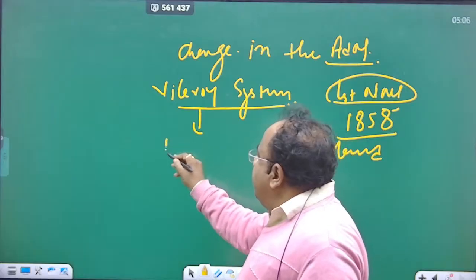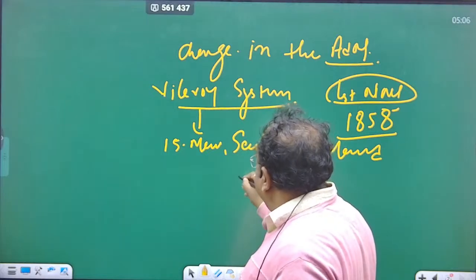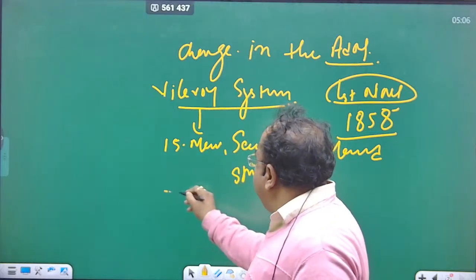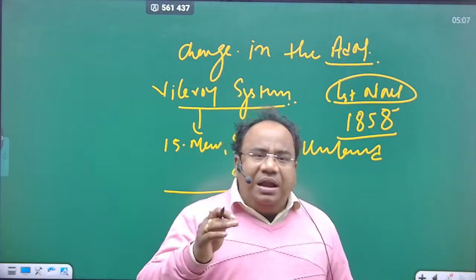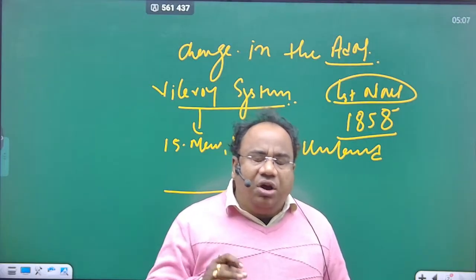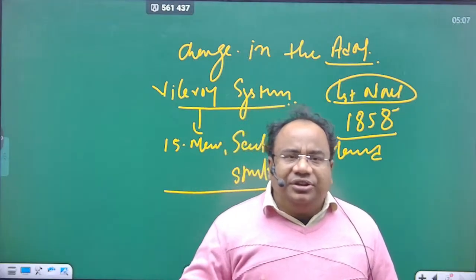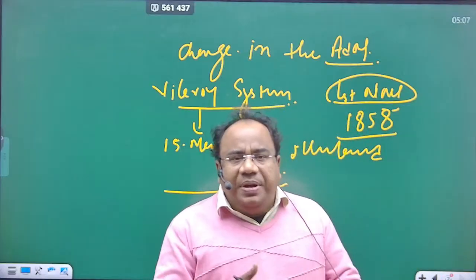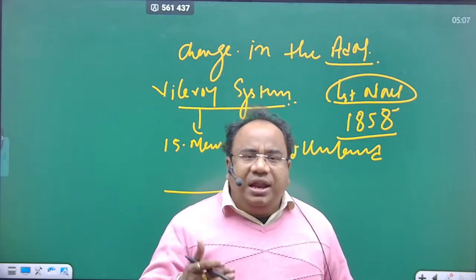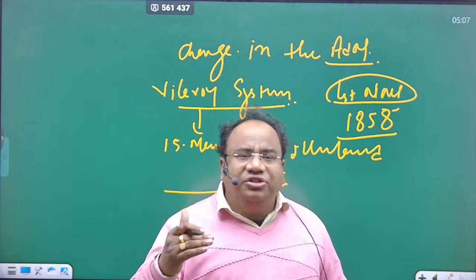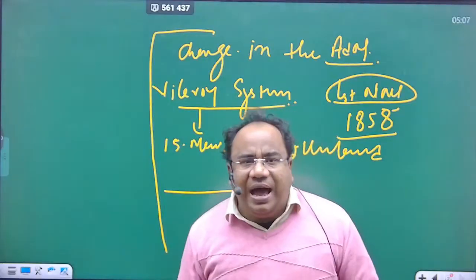Viceroy system, then a 15-member Secretary of State council was also appointed. A 15-member council of the Secretary of State was appointed, and the Britishers promised that they will not interfere in social and religious matters. Okay? The civil service examination was now open to all Indian masses as well, right? Their administrative setup became more responsible and accountable, right? There was restructuring in the army as well.